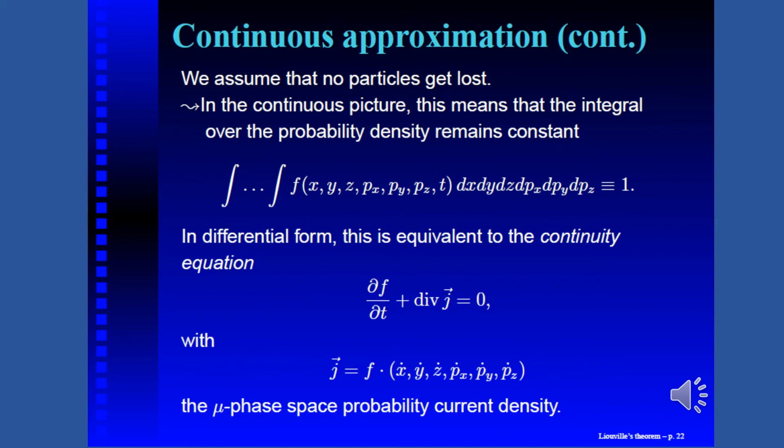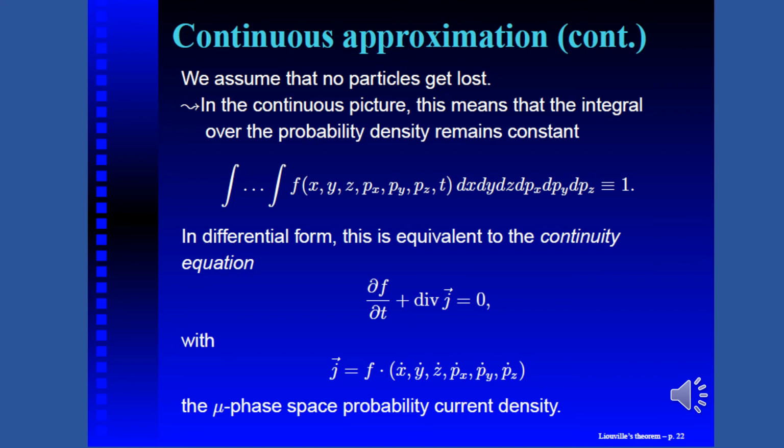We assume that no particles get lost. In the continuous picture, it means that the integral over the probability density remains constant. The integral of f of x, y, z, px, py, pz, t dx dy dz dpx dpy dpz is equal to 1.